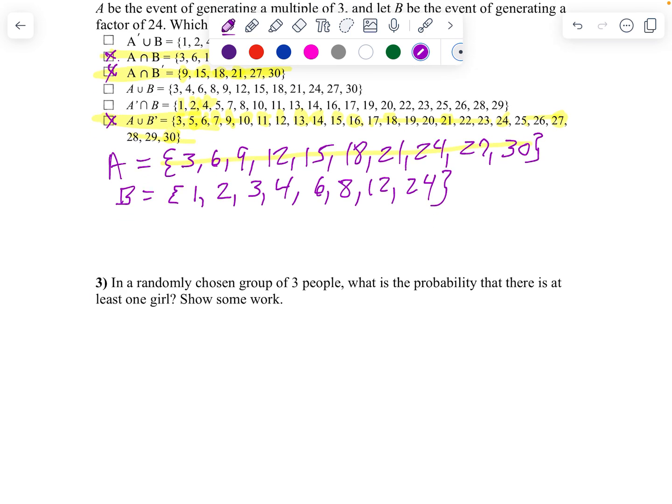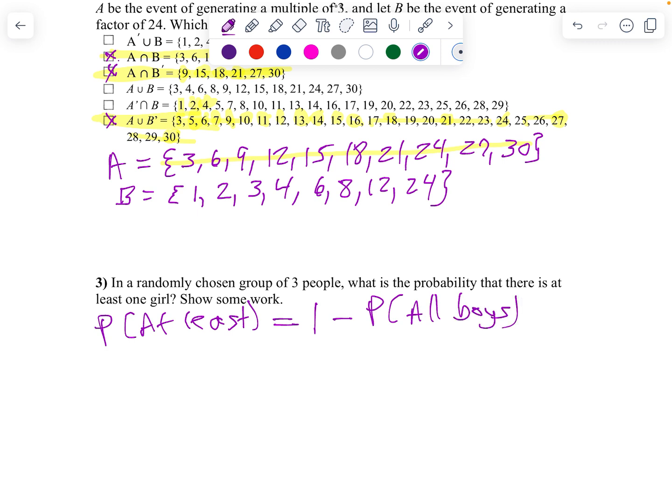On question number 3, we've got a randomly chosen group of 3 people. What's the probability there will be at least one girl? Well, at least one girl, if we think about that, means it's the complement of all boys. So I'm going to take 1 minus the probability of all boys.